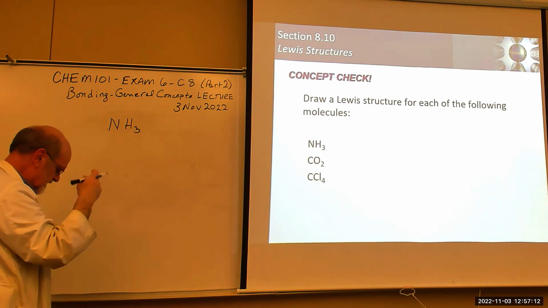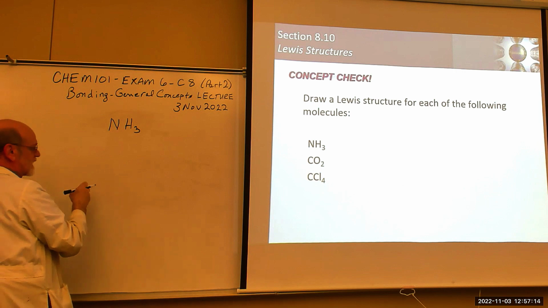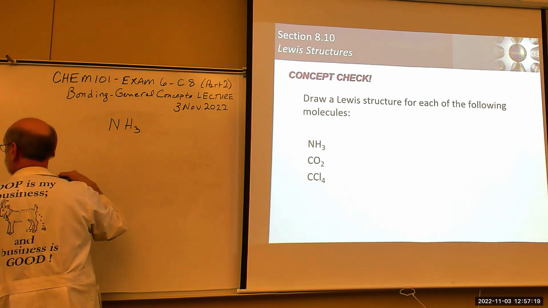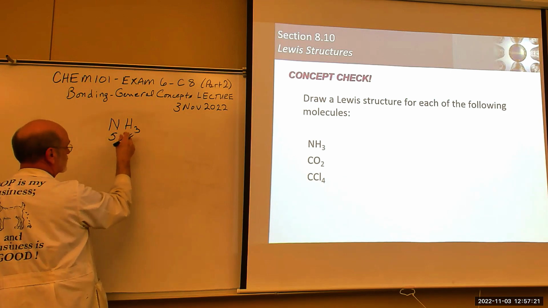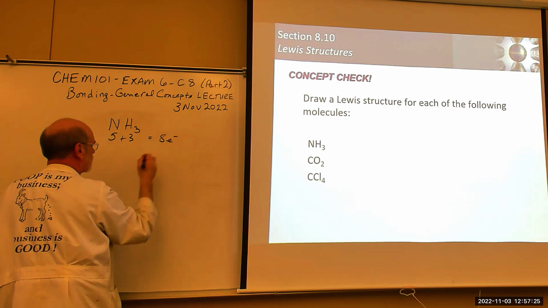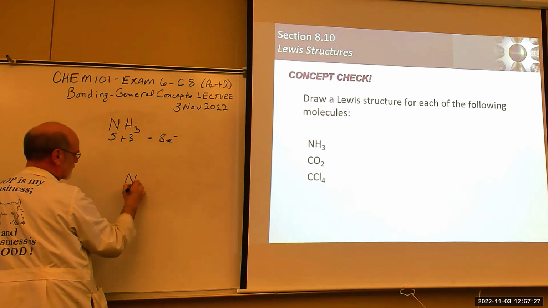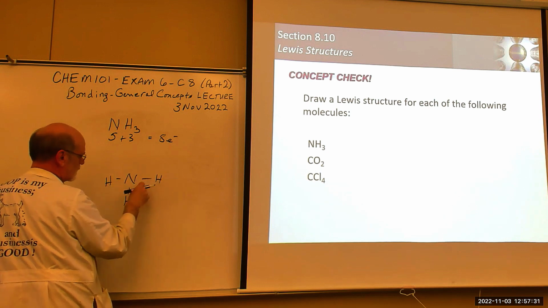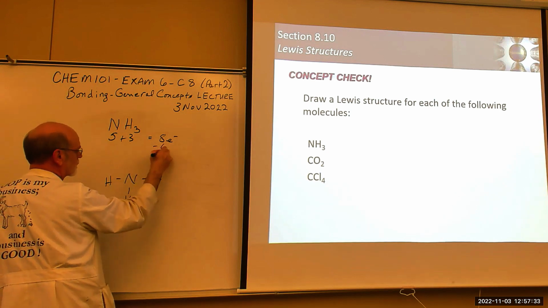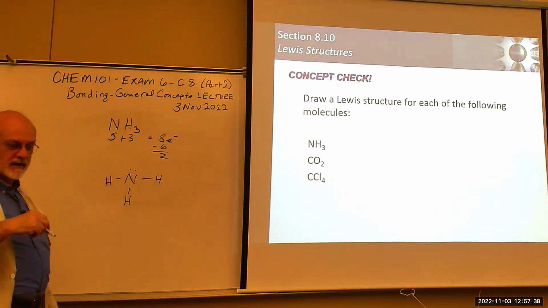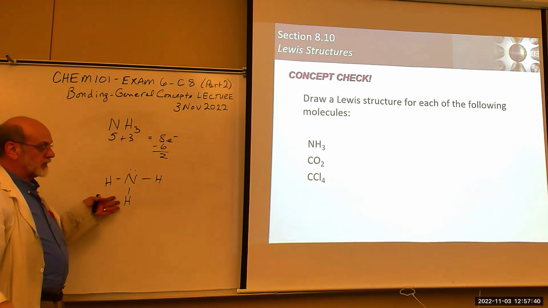The central atom is easy for this one. Hydrogen can't be a central atom, so it has to be nitrogen. So nitrogen is 5 here, and 3 times 1 is 3. That's 8. 8 valence electrons. So nitrogen, hydrogen, hydrogen, hydrogen. Says 2, 4, 6. Got 2 electrons left over. They have to go on the nitrogen. So that's the one for ammonia.